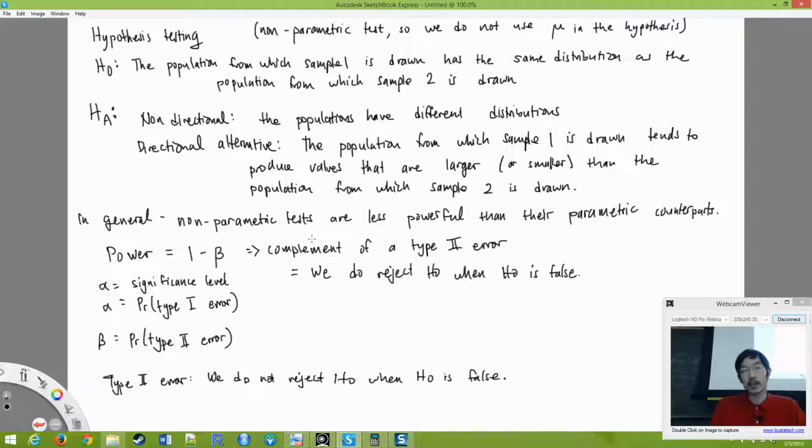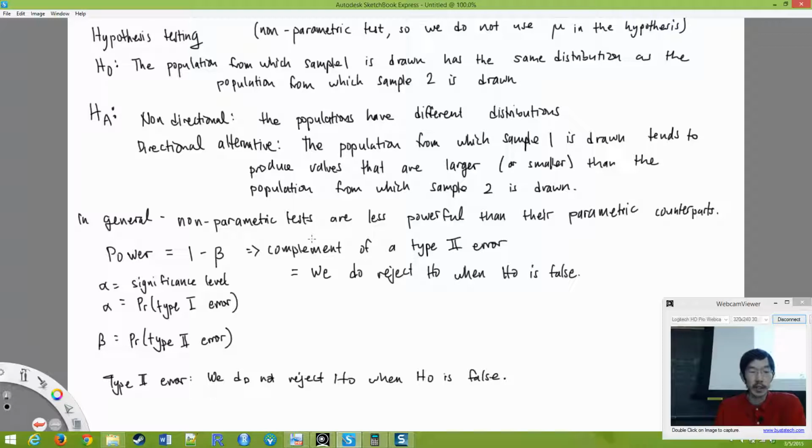Non-parametric tests generally, because you're putting fewer assumptions on the population, generally take more data for you to make a reasonable conclusion, or to make a conclusion where you're going to reject the null hypothesis, because you're putting fewer assumptions on the distribution of the population.